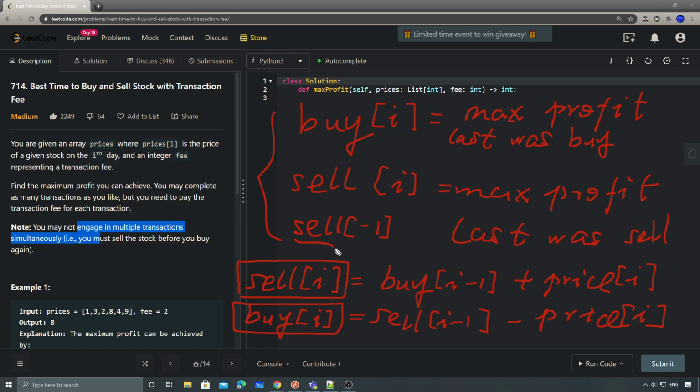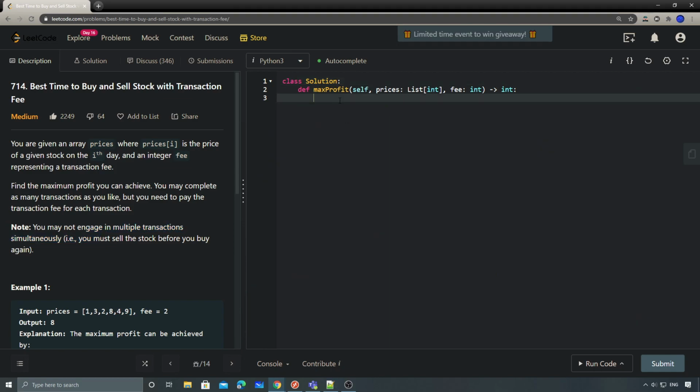So this one means that at the last day, and the last transaction was sell, what's going to be the max profit? Okay, cool. That's going to be the idea here, and then let's start coding.